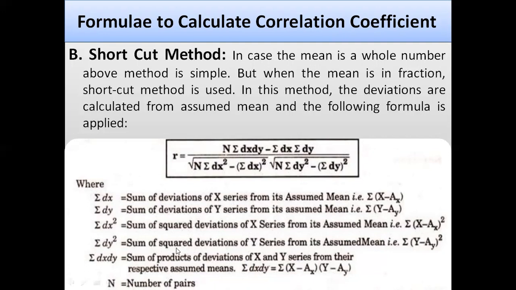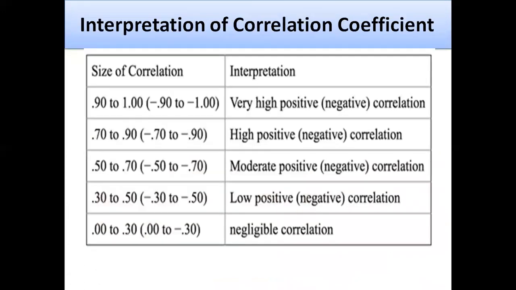And n, as I said, is the number of pairs of x and y variables. Whatever is the number of pairs, we will take it as it is. So now we have the interpretation also. So these were the three formulas which we are going to use. We are going to show some examples of how we solve the questions.